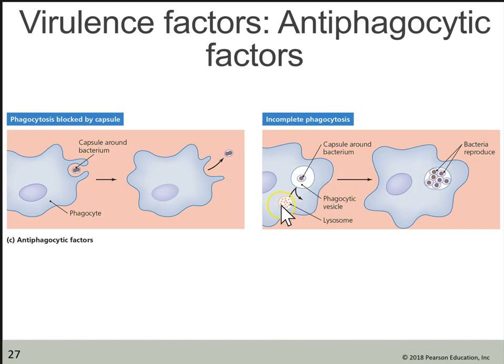In this incomplete phagocytosis, this vesicle has not bound to the phagocytic vesicle, and this bacteria is able to reproduce because it's not killed by the lysozyme.